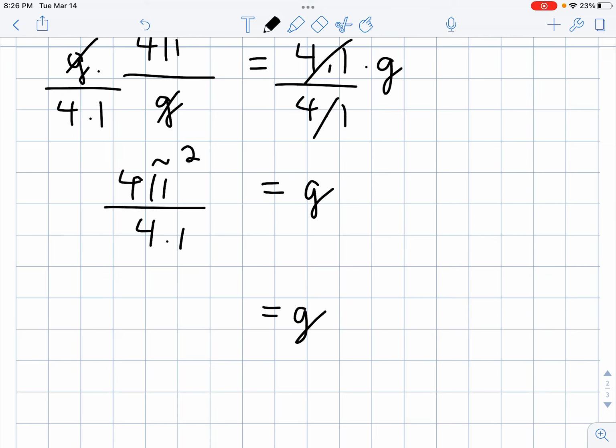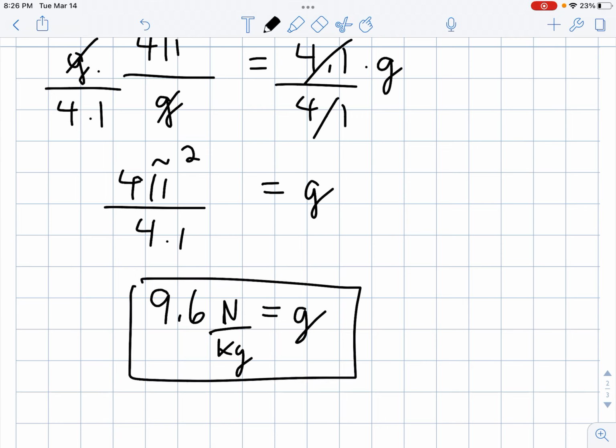Sorry for the suspense. 4 times pi, I'm old school with my calculator here, times pi again, divided by 4.1, 9.62. 9.6, I'll just say 9.6, and that's G, so that would be newtons per kilogram, or meters per second. Meters per second squared, yep.